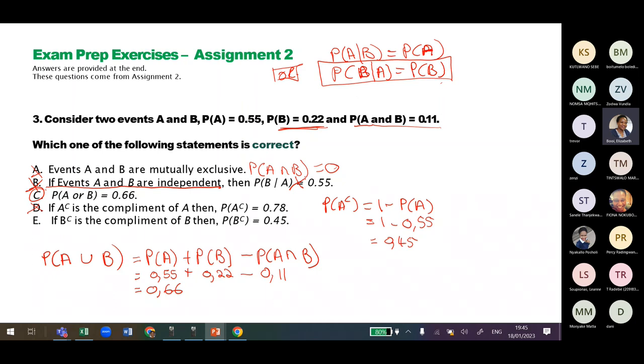And that's how you will validate the questions and find out whether the statements they have given you are correct. Since I've done A, do B, do E. What is the probability of B complement? I think it's 1 minus the probability of B, which is 1 minus 0.22. And the answer is 0.78, which makes this incorrect. That's easy, right?